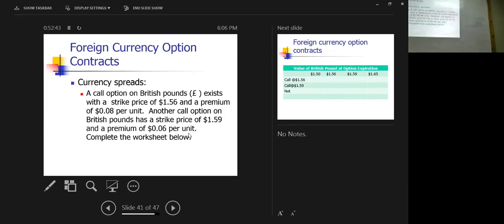Right, so we're going to discuss currency spreads. Let's address this one. A call option on British pounds exists with a strike of 156.